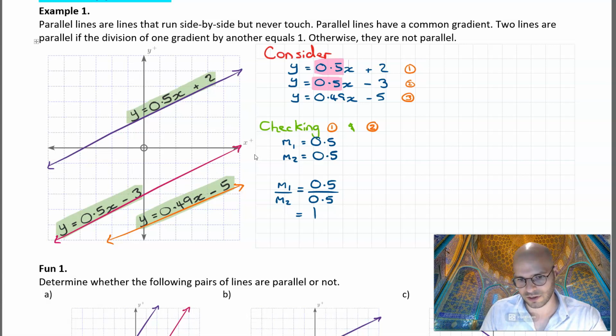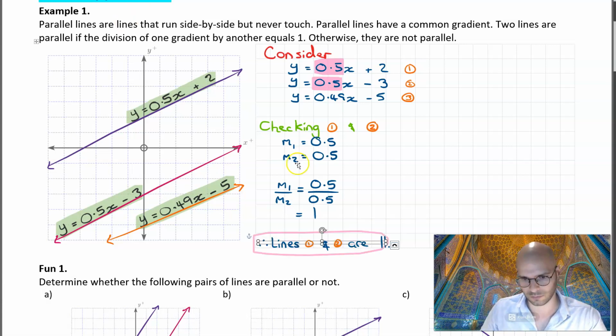Now, because I get a value of 1, this communicates that we have a parallel relationship here. So line 1 and line 2 will never touch each other. They will never get closer, nor will they get further apart. They run parallel and never touch. Communicating this to the reader, we can say lines 1 and 2 are parallel.